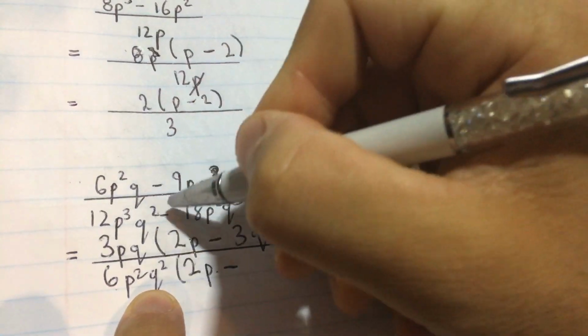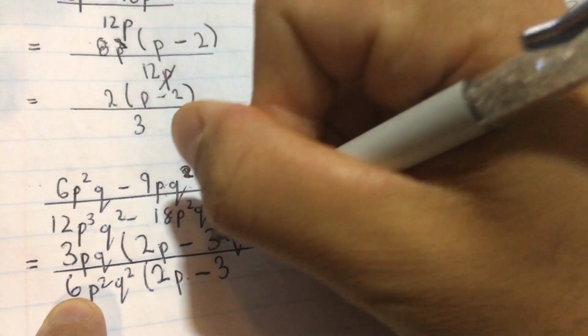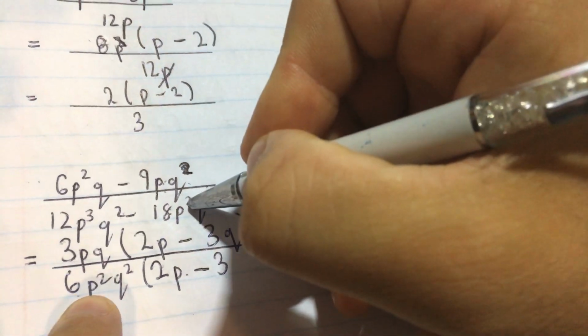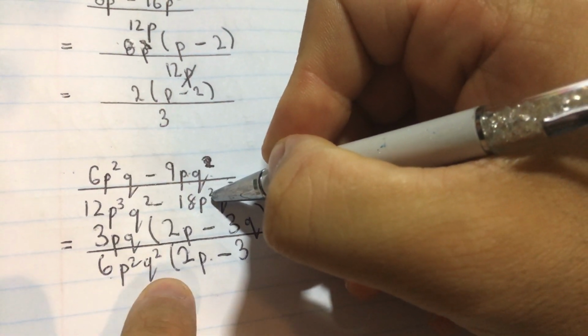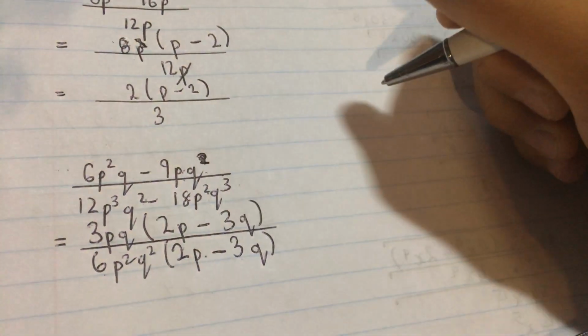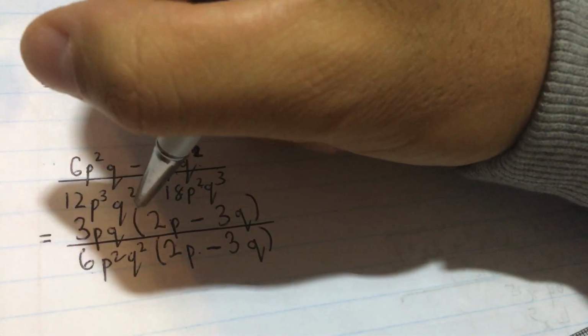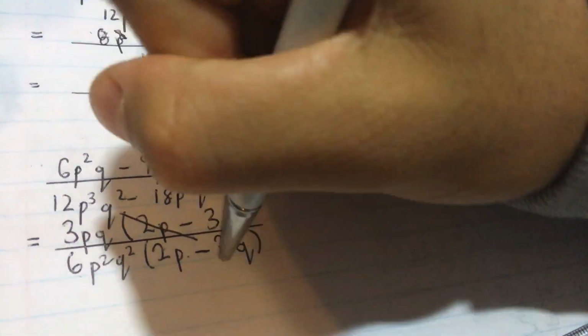Minus, all right, 6 times what will give me 18? 6 times 3. Can you see the 3 is the same? And I've got a p squared, and I've got a p squared, and I've got a q squared and a q cubed. So what do I need? I need a q. Do you see, at the bracket, the whole bracket is the same? So now I can cancel this whole bracket with this whole bracket.